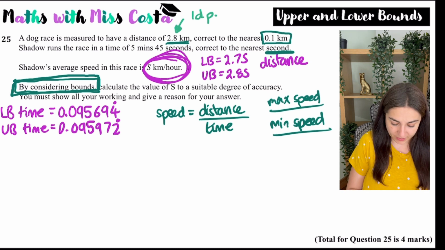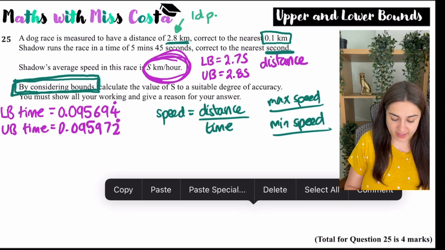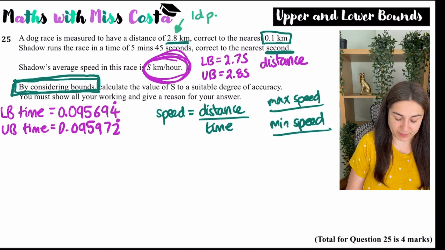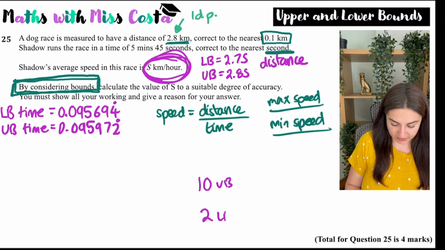So to work out the maximum speed, this is where it's sometimes helpful to just pick 2 numbers. So if I literally picked 10 and 2, 10 is my upper bound, 2 is my lower bound.